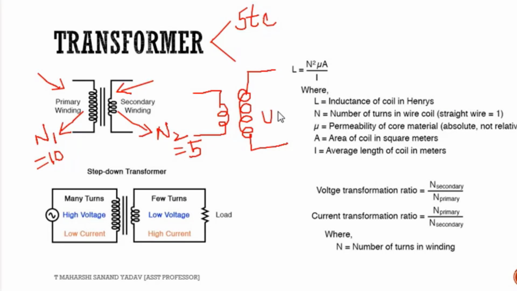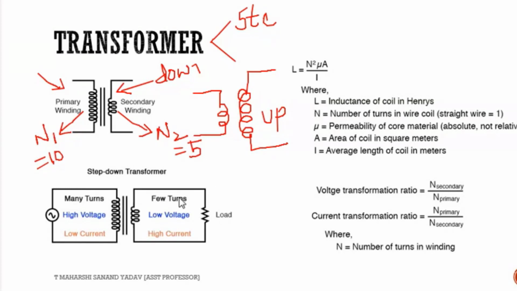So step up means more number of turns. If the secondary winding is having more number of turns, it is step up. If it is having low number of turns, simply you can identify it as step down. Step up and step down. Clear? See here, more number of turns, more amount of voltage, low current.